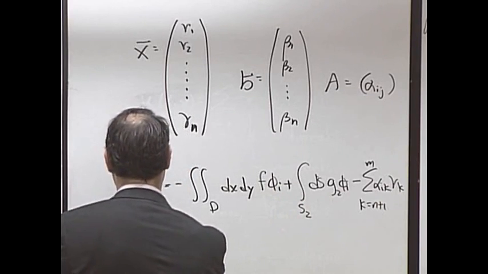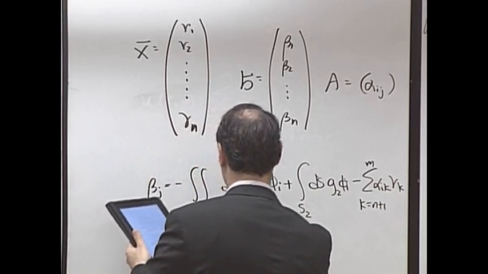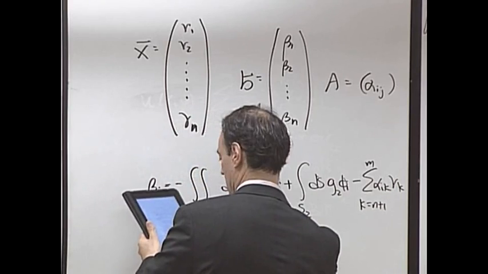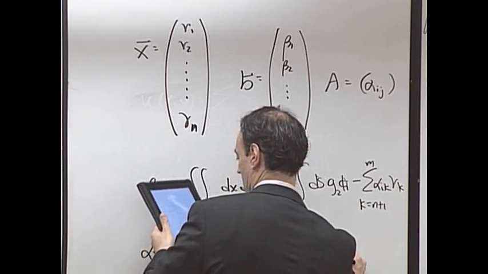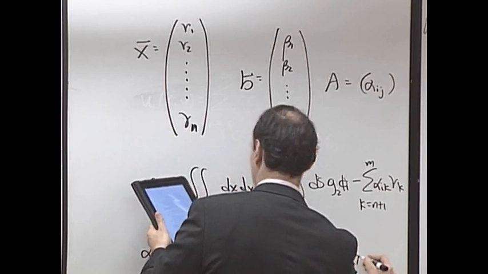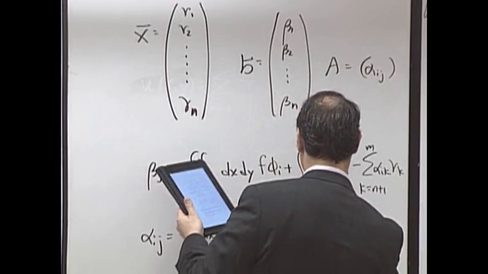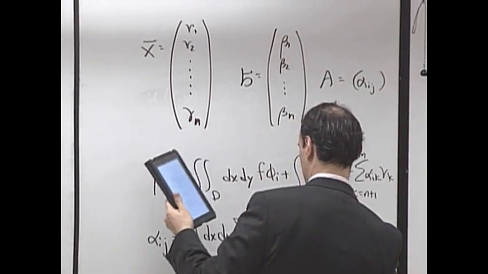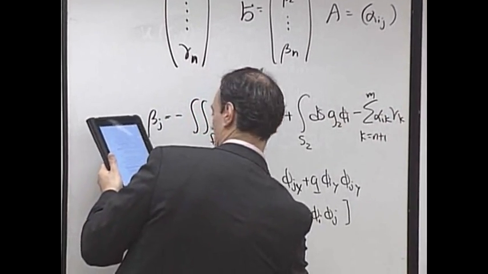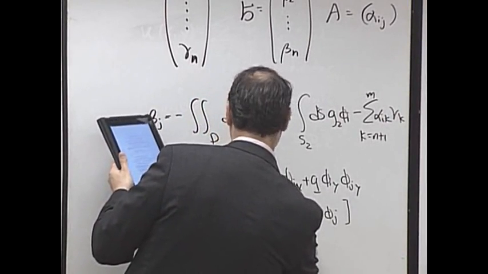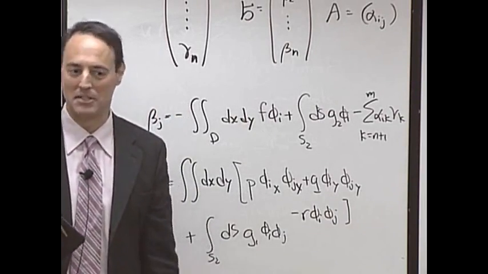Now the alpha ij is the integral of p, phi of I x, phi of j x, plus q, phi of I y, phi of j y, minus r, phi I, phi j, and that's that piece, plus the integral over S2, ds, g1, phi I, phi j. Those are my matrix elements.